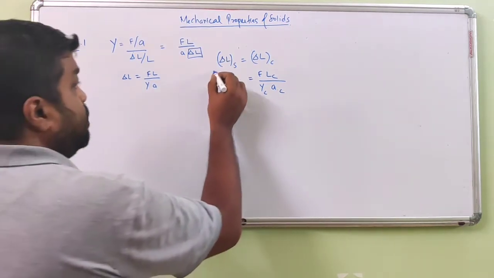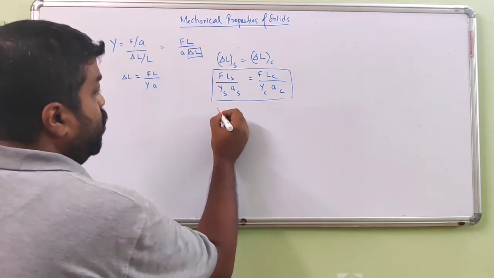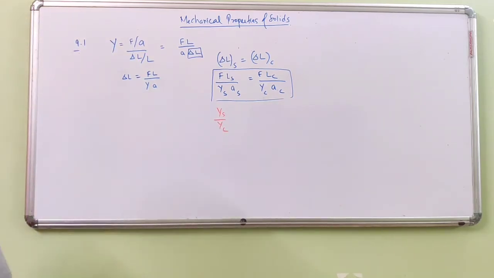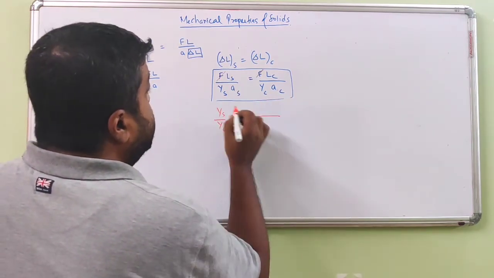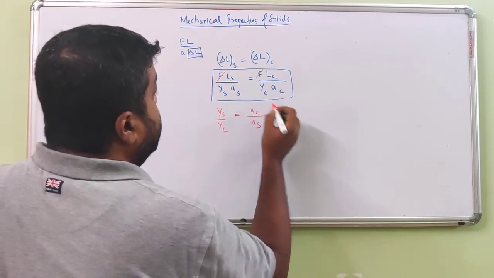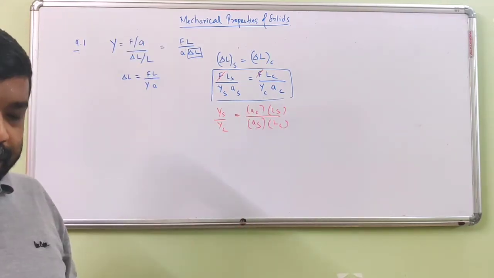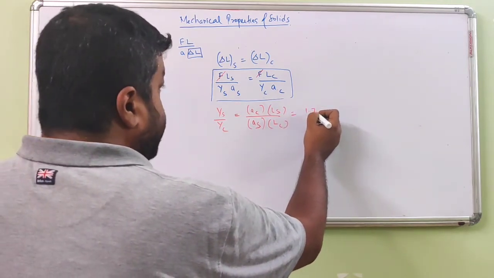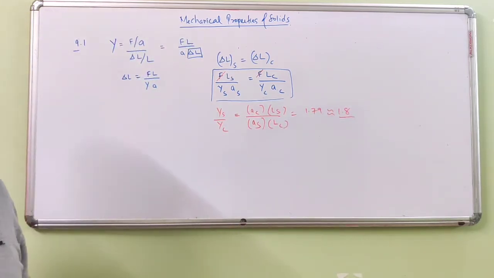From this expression I need to find the value of Ys by Yc, Young's modulus of steel to that of copper. So Ys by Yc is equal to AC by AS, times LS by LC. These values are already given in the question. If you substitute them, you will get this ratio equal to 1.79, that is approximately equal to 1.8. So this is the final answer.